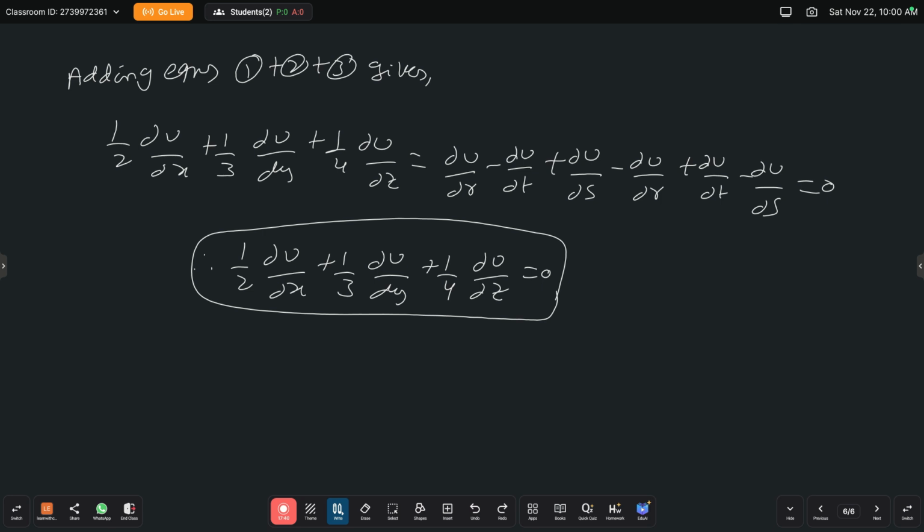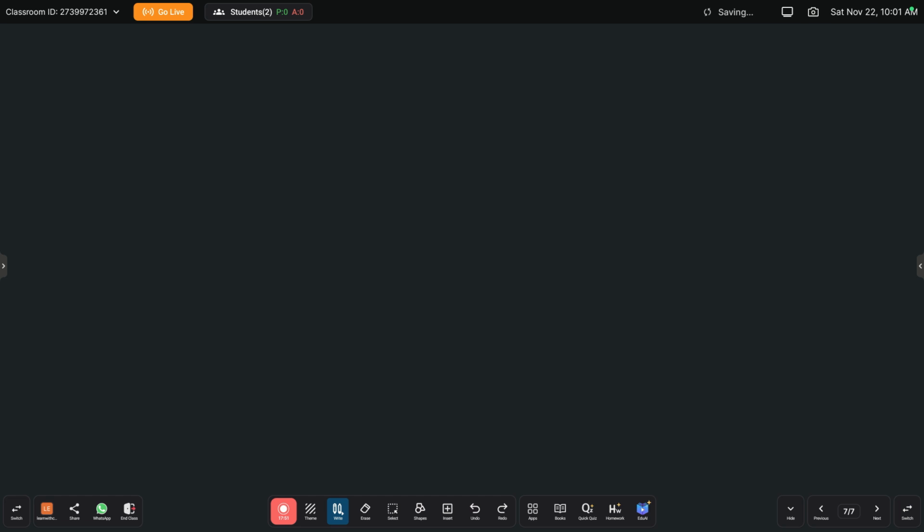So this is the solution. We can find the partial differential coefficients. Okay, so there are three variables, x, y and z. Okay, let's move on to the next problem.